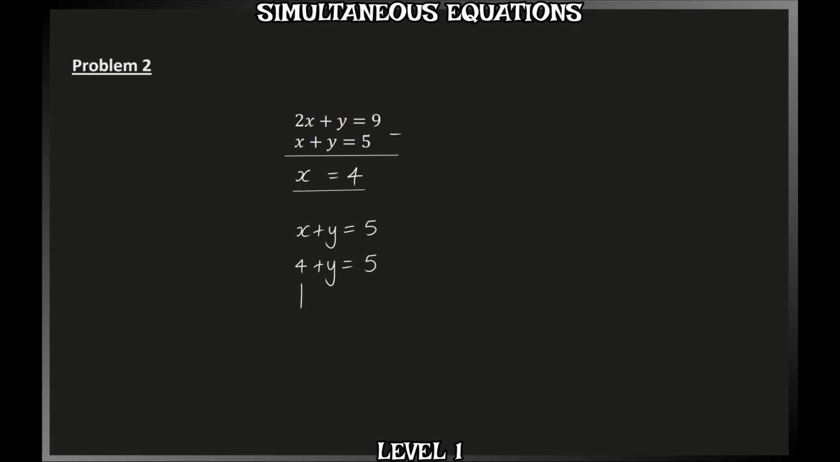We can now solve this by subtracting the 4 from the left and subtracting the 4 from the right. On the left, the plus 4 and the minus 4 cancel out to give us y, and on the right, 5 minus 4 is 1. So y is equal to 1. And so our final answer to problem 2 is x equals 4, y equals 1.